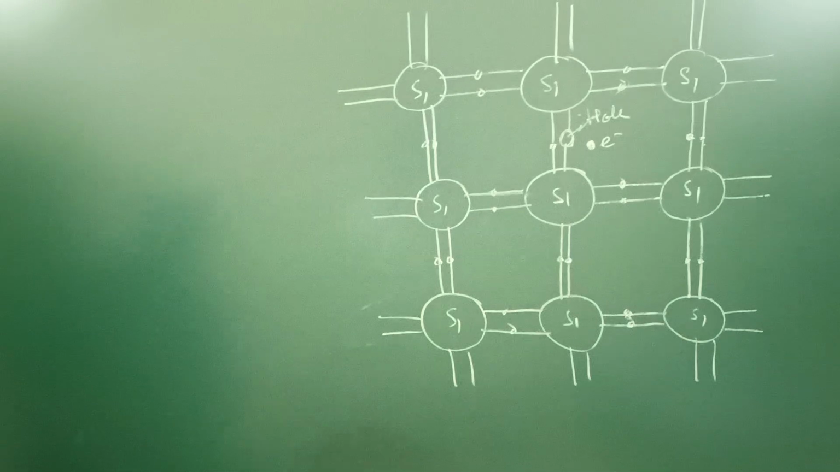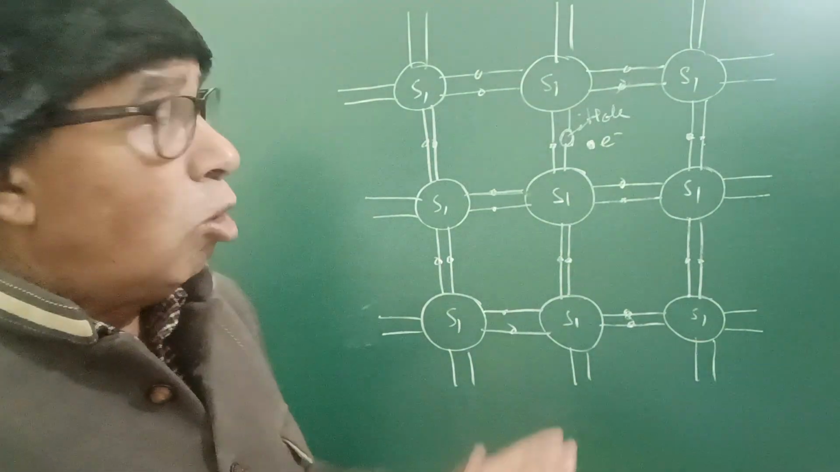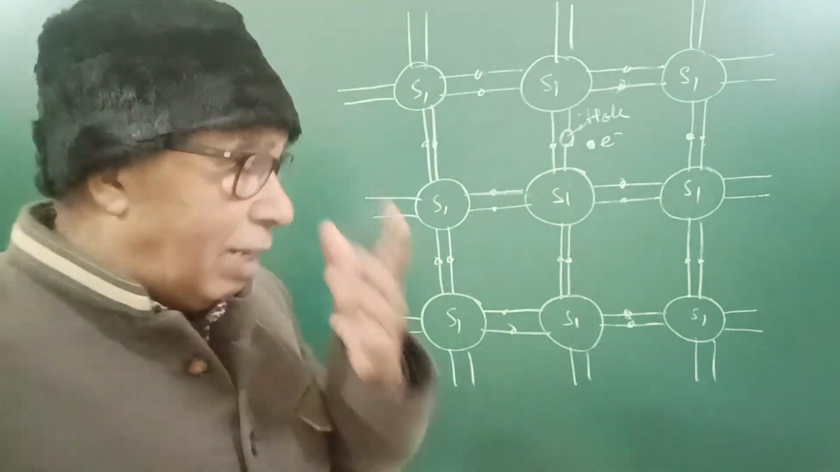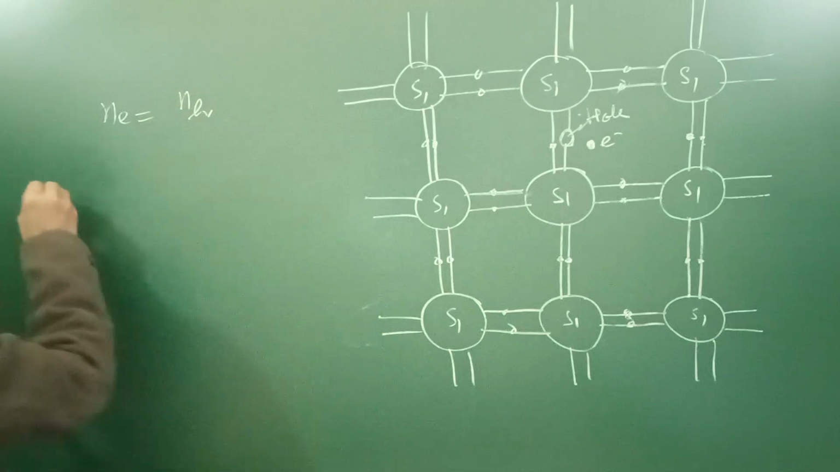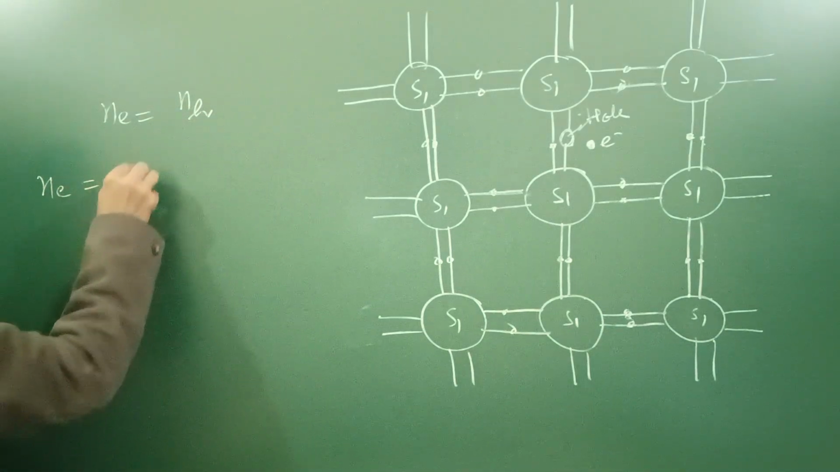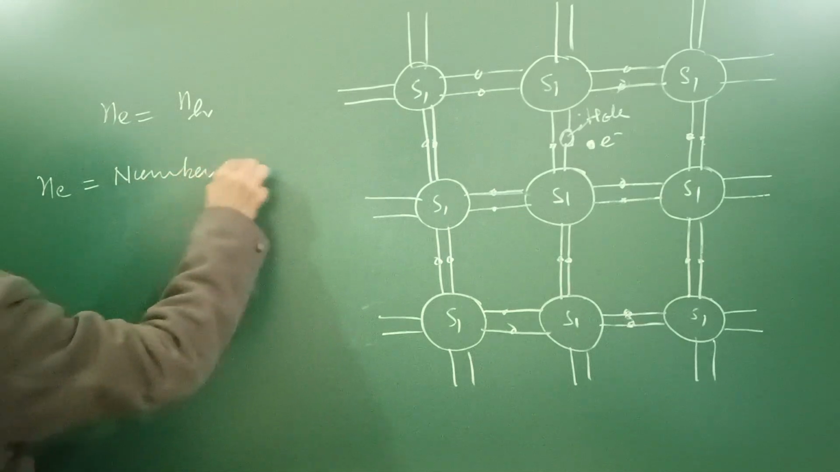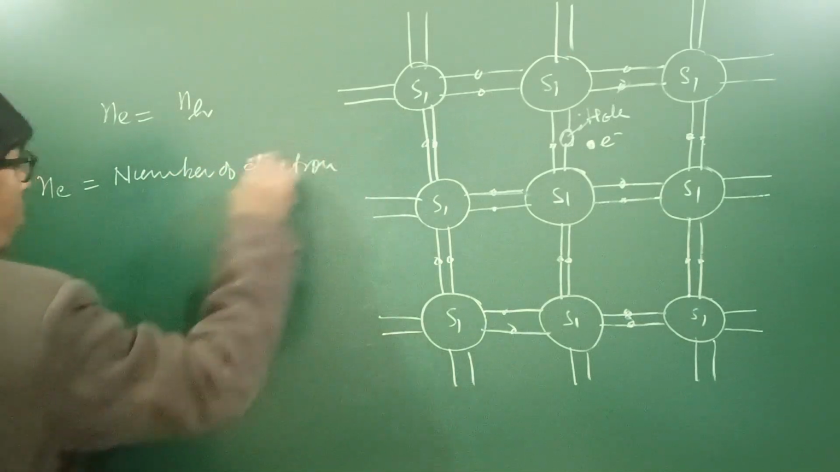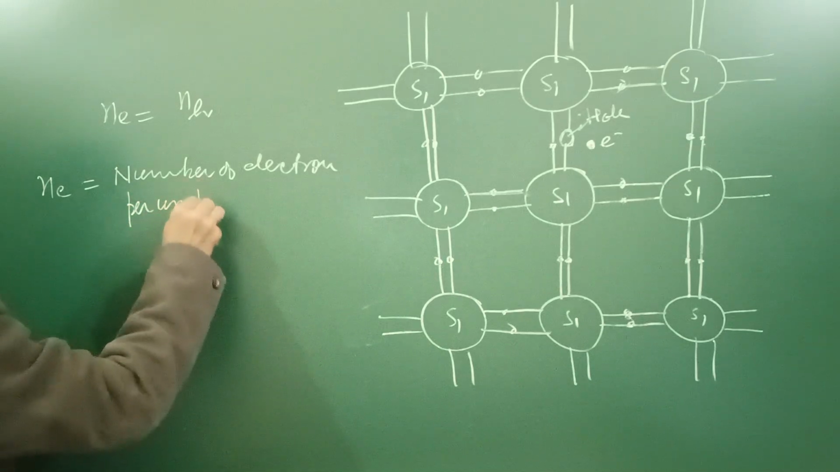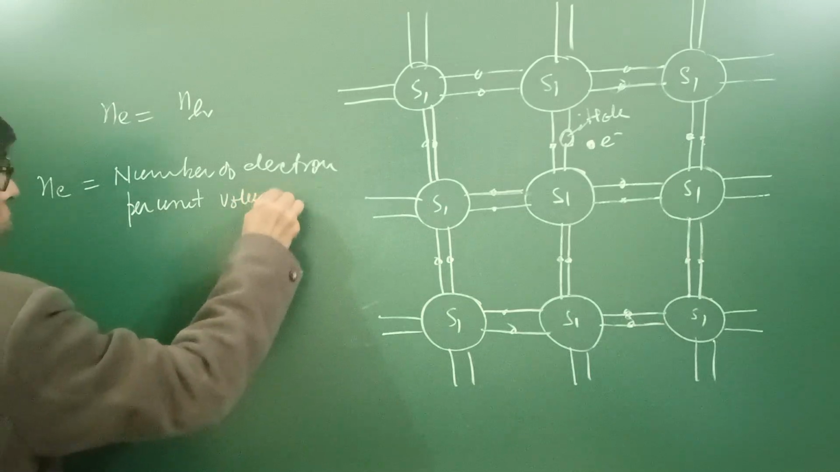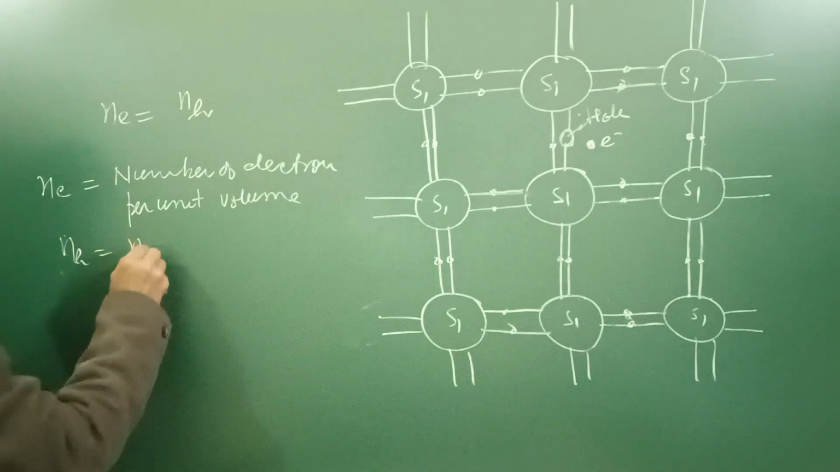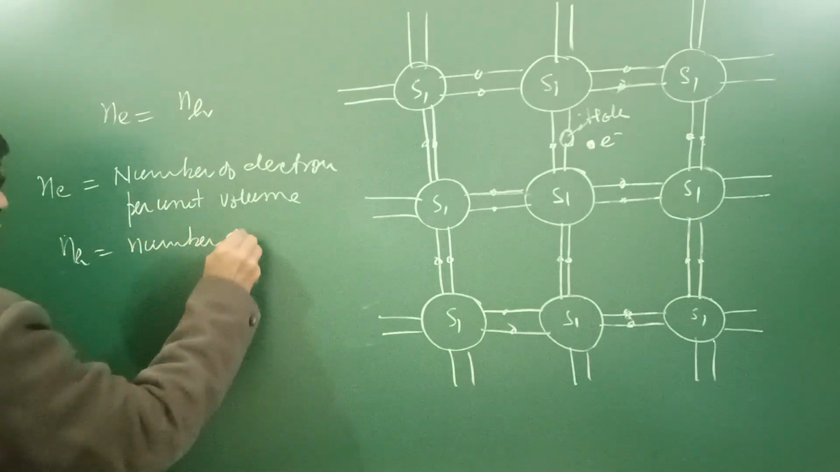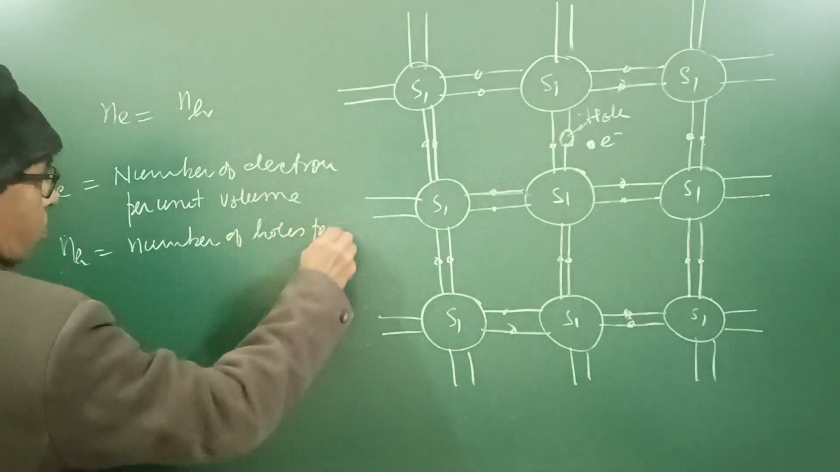From thermodynamic consideration, it has been proved that the number of electrons per unit volume of the semiconductor and the number of holes per unit volume are the same, and we write here Ne equal to NH. What is Ne? Number of electrons per unit volume. NH, number of holes per unit volume.